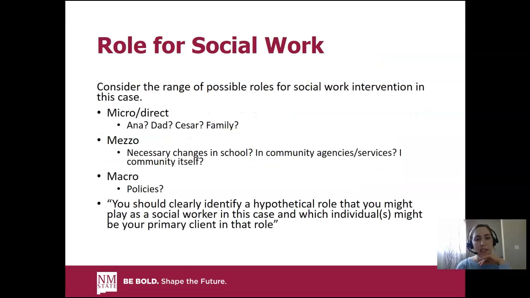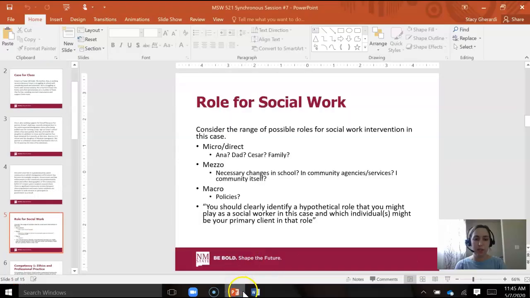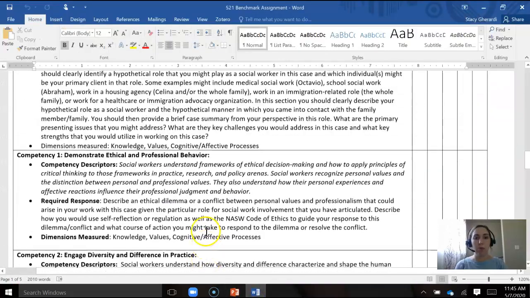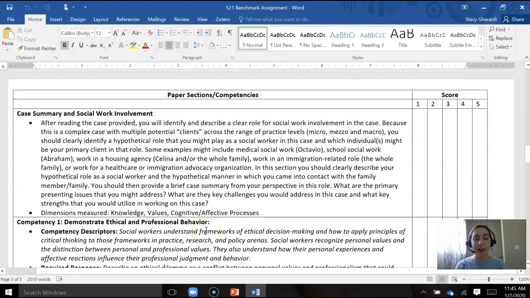Before we get into the case, what I want to highlight is that the first step you need to do in this assignment is to be really clear about the role for social work you're choosing. So you have a case in the assignment that you are given. In that case, there are a number of potential spaces in which social work intervention will be appropriate. And each one of those roles is going to be a little bit different in terms of who your primary client is. So I identify some examples here.